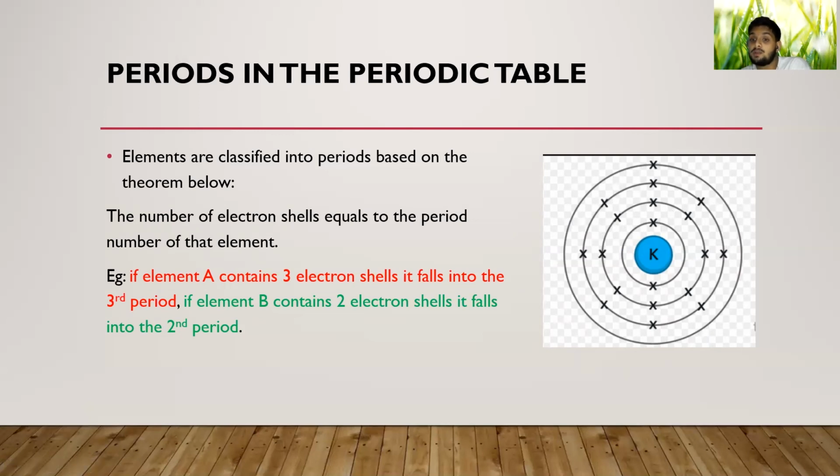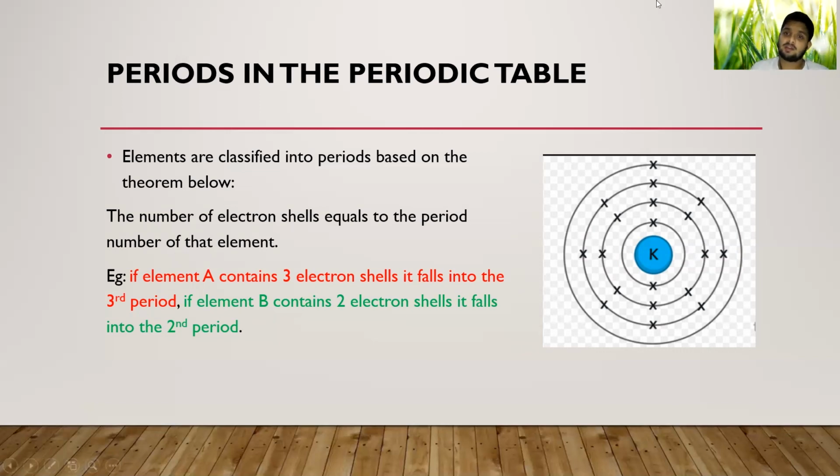Am I wrong here? Yeah, I'm wrong. So I said 3. I didn't see this one. So let's do it again. So potassium has 1, 2, 3, and 4. So it has 4 electron shells. So that means it should fall into the fourth period. Okay, so if they had given you another element and it had 3 electron shells, it will fall into the third period. So similar to that. Okay, so 1 electron shell, it will fall to the first period.